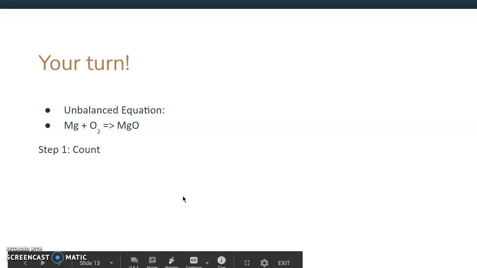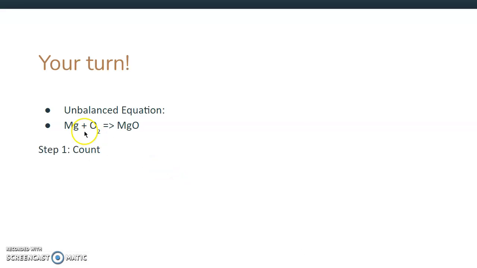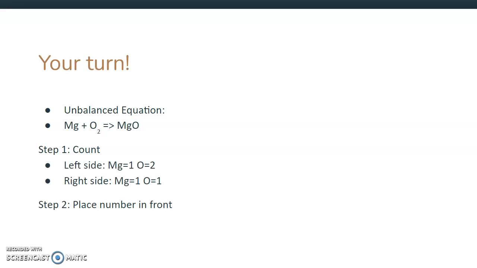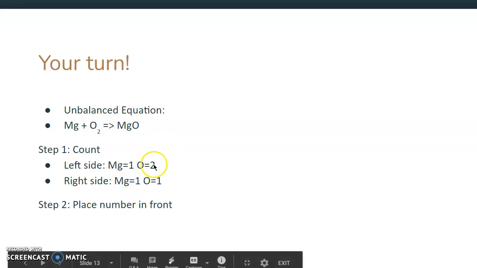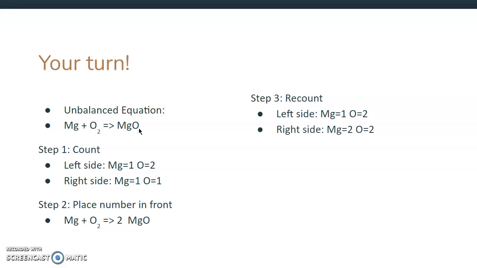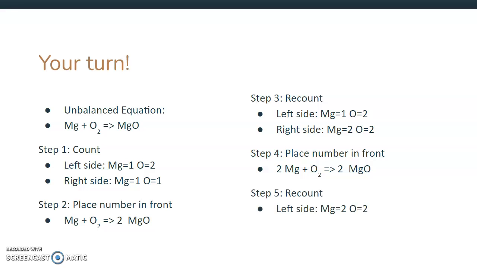So I want you guys to try this one on your own. It's a little bit simpler. We have MgO2 goes to MgO. So please pause the video for a second and try on your own. But I'm going to count either side of them. I notice that we have a magnesium on either side, and then 2 oxygen on this side, and only 1 on this side. So I put a 2 in front of MgO and recounted. And then I had to place a 2 in front of the Mg and recount to get all the way to our balanced equation of 2Mg plus O2 goes to 2MgO.